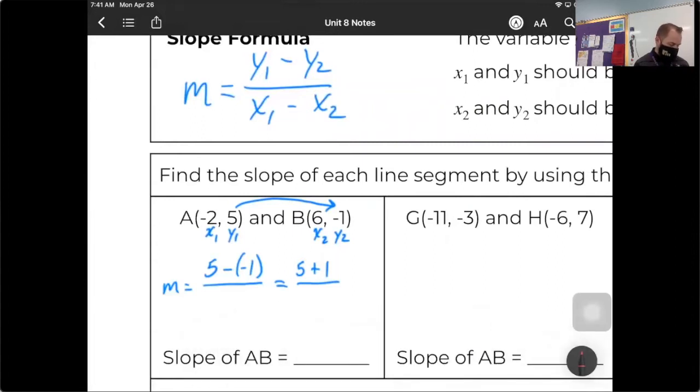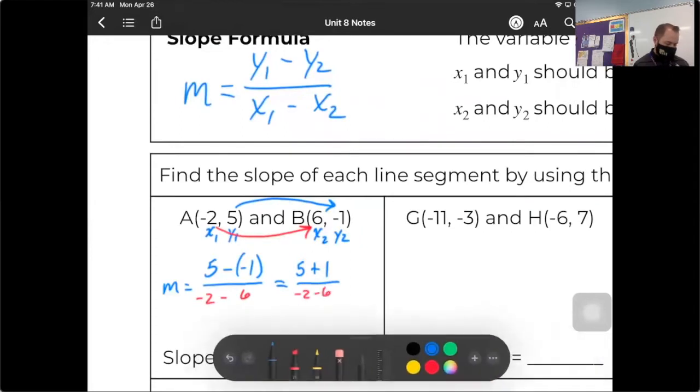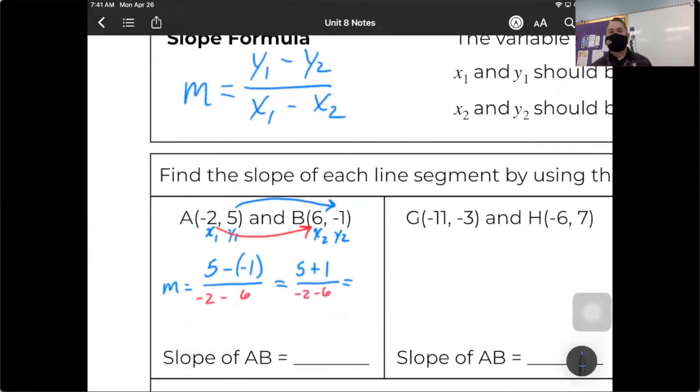We're going to do -2 minus 6, which stays -2 minus 6. And then we can simplify it. What's 5 plus 1? 6 over what's -2 minus 6? -8. Now, when only one of those numbers is negative, that means your fraction is negative. We will have a negative slope. So I'm just going to put the negative out front. I'm not going to put it in the top and bottom. I'm just going to put it out front and not worry about where it goes.